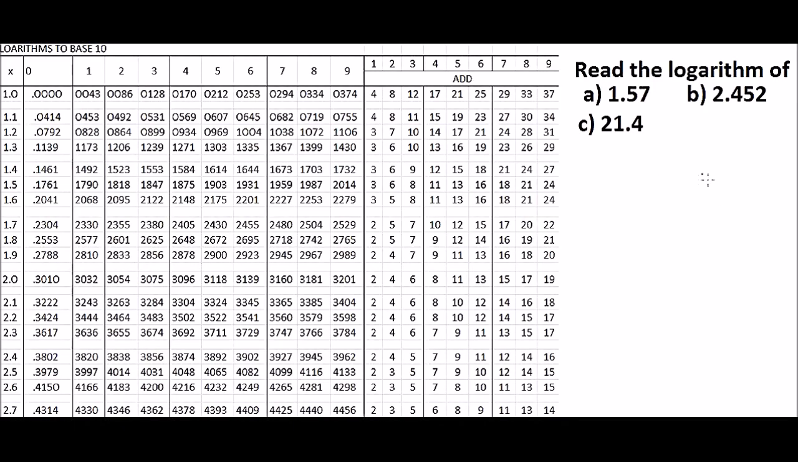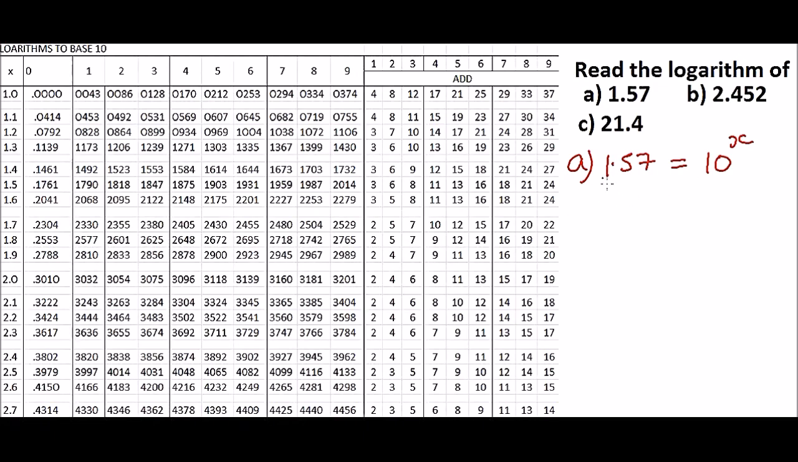Read the logarithm of A, 1.57; B, 2.452; C, 21.4. So we start with A. To read the logarithm of 1.57, it's like saying we express 1.57 to the powers of 10. Let's say it's to the power of x. So we need to find x. After getting x, we will be able to get the logarithm.